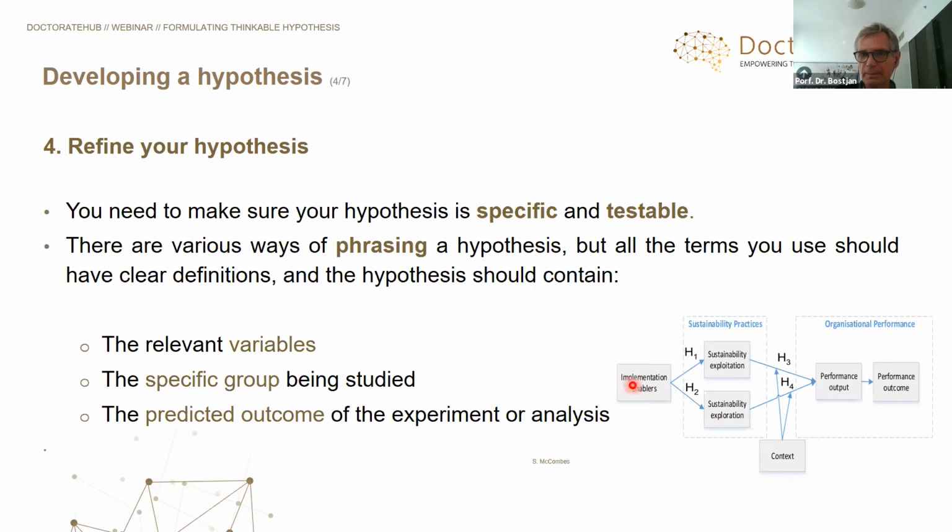I could say implementation enablers are positively influencing organization performance, just on that box, on the construct of organization performance. Or I could say implementation enablers are positively influencing performance output. That would be a second hypothesis. I could go farther and say implementation enablers are positively influencing the performance outcome. That would be the third hypothesis. And all of them still link to the same research question.